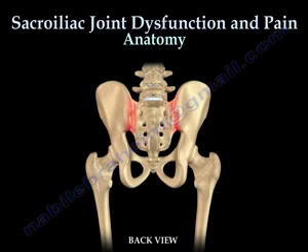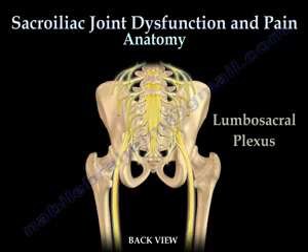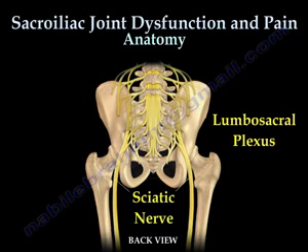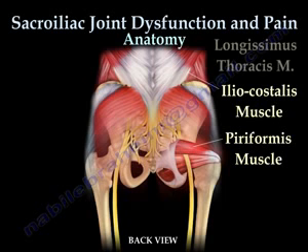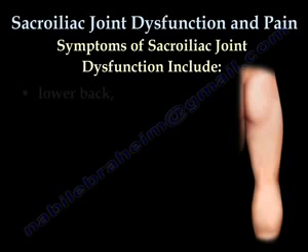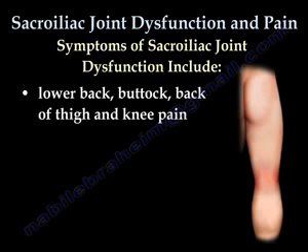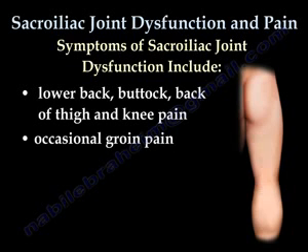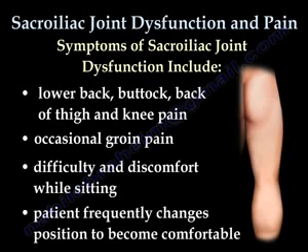From the back, the SI joint has strong posterior ligaments. The sciatic nerve crosses underneath the piriformis muscle. All of this is covered by strong back muscles. Symptoms of sacroiliac joint dysfunction include lower back, buttock, back of the thigh, and knee pain, occasional groin pain, difficulty and discomfort while sitting, and the patient frequently changes position to become comfortable.